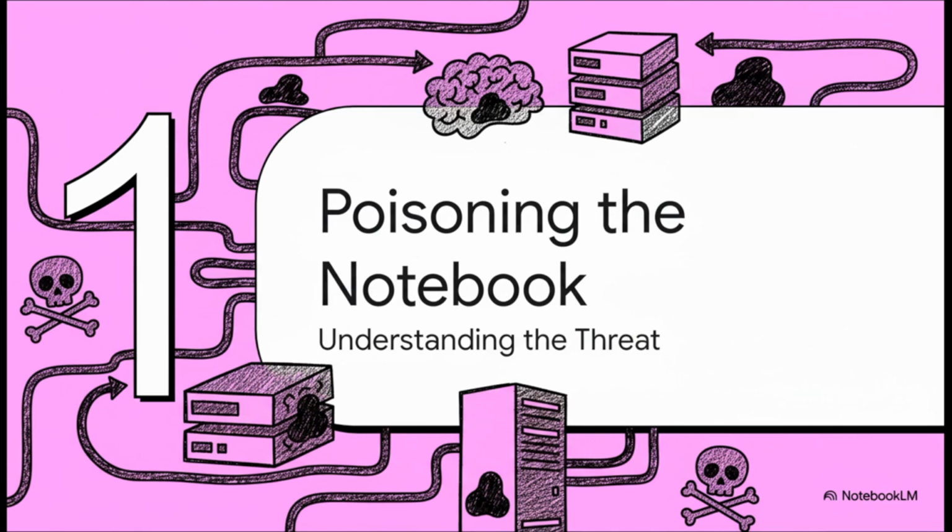So let's stick with this idea of poisoning the AI's notebook. Now we are going to get into the nuts and bolts of it. How does this buildup of bad information actually work in the real world? And more importantly, where are the weak spots inside an AI system?